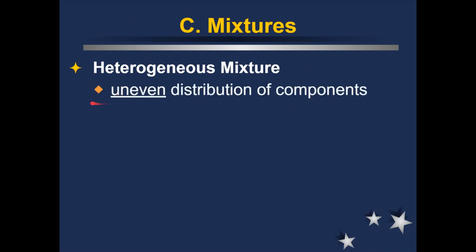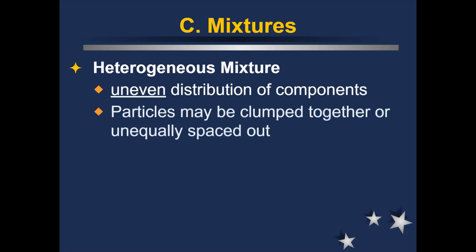Things are uneven. So maybe there's more water in one area, but more grounds in another area, but more acid over here. It's not completely evenly mixed together. You get clumps and bare patches of our different types of compounds and elements.